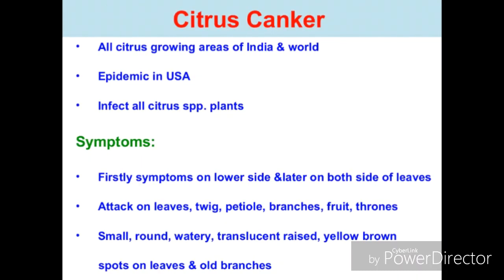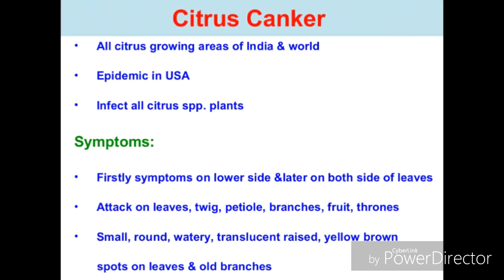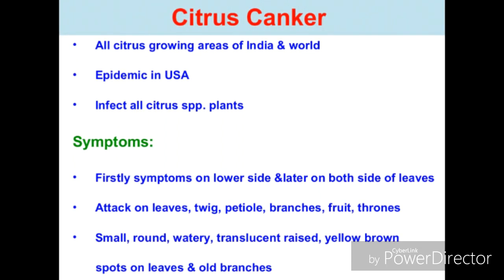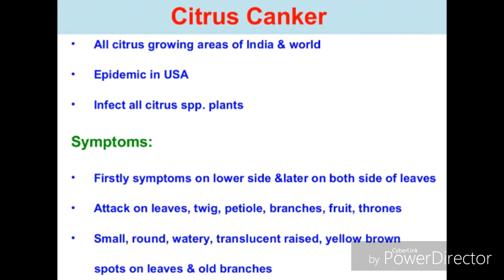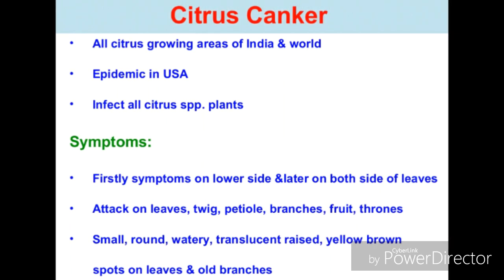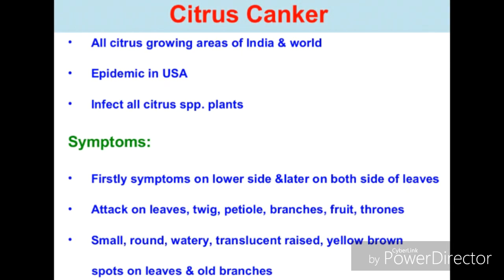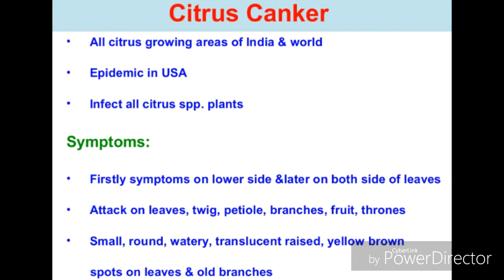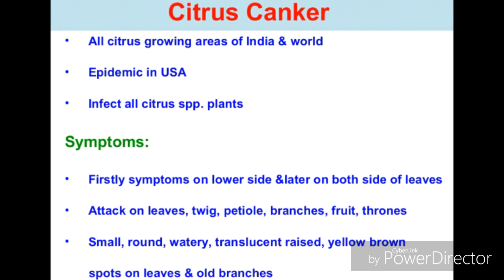Welcome back, guys. Today we are going to talk about citrus canker. We will cover its symptoms, disease management, and its life cycle, what the favorable conditions for its spread are, and how we can prevent it from spreading. It occurs in all citrus growing areas of India and the world. In the world it can be found in Brazil, and it is epidemic in the USA. In fact, it affects all citrus species, like Citrus aurantifolia and Citrus reticulata.